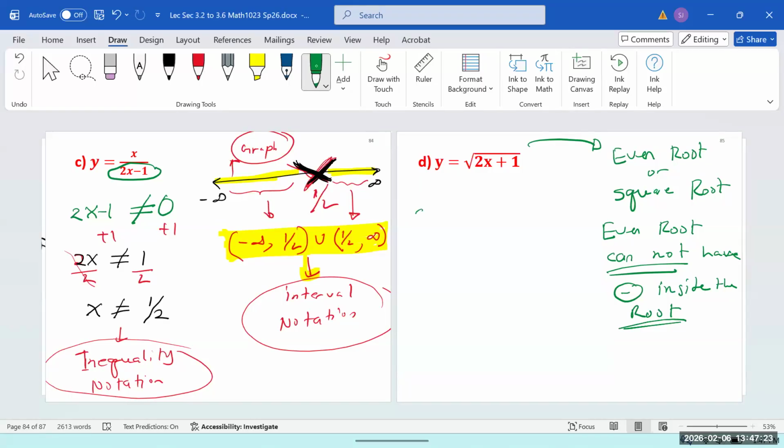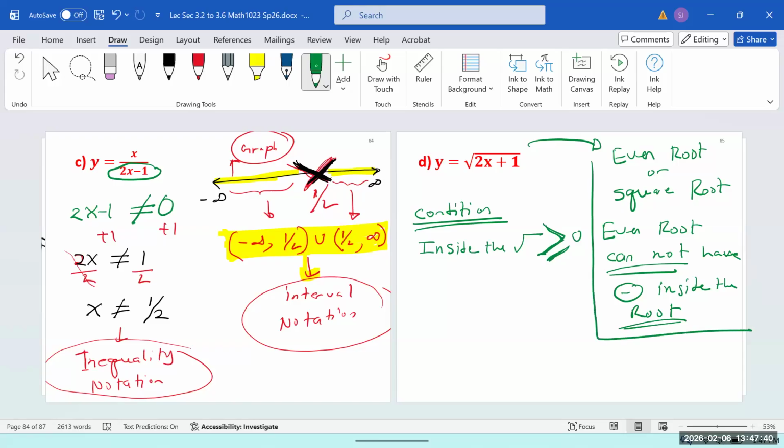So we set a condition. Condition: inside the radical must be bigger than or equal to 0. Whatever we have inside our radical, it could be a function, it could be a number, it could be anything. That thing inside the radical must be either 0 or bigger than 0, which means positive.